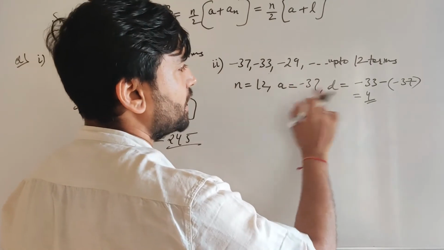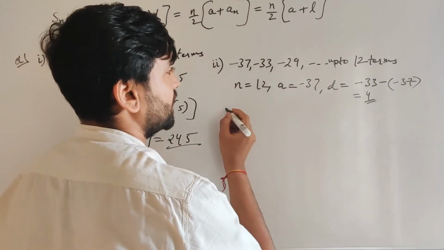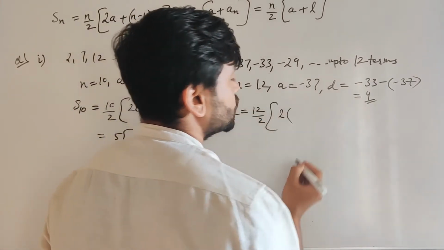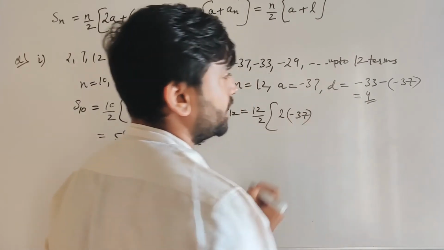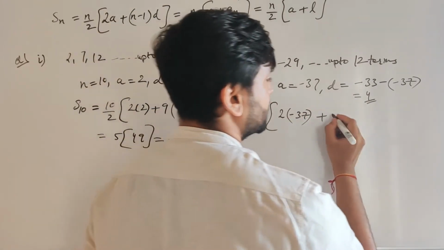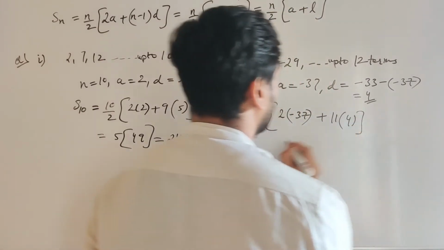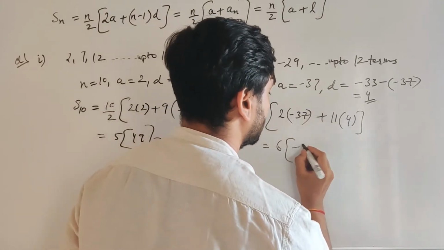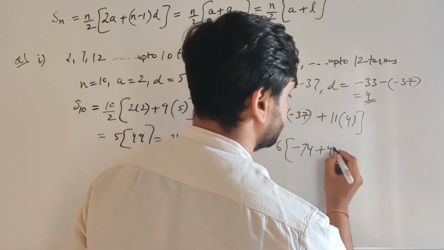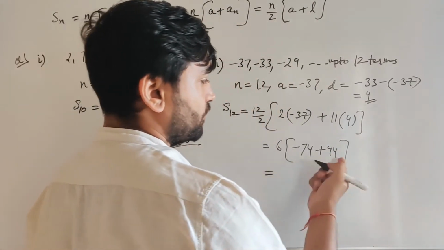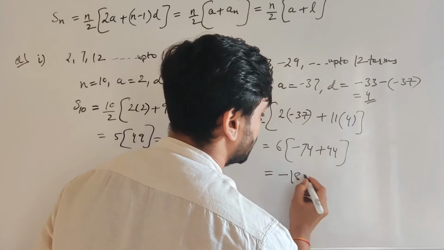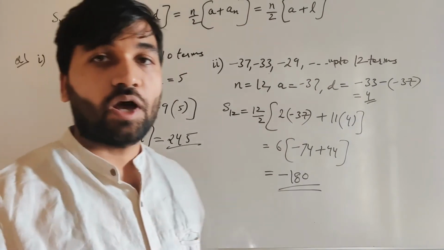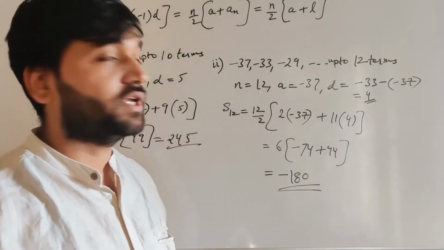So we know all three values a, d and n. We substitute in this formula. S12, which is what the question is asking, is 12 by 2, into 2a. Since a is negative, I put a bracket here: 2 into minus 37, plus n minus 1, so 12 minus 1 is 11, into the common difference 4. We simplify: this is 6, this gives you minus 74, and this is plus 44. So minus 30 into 6 is minus 180. This is the sum of the first 12 terms in this sequence.